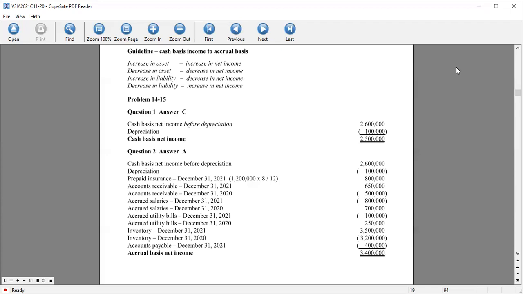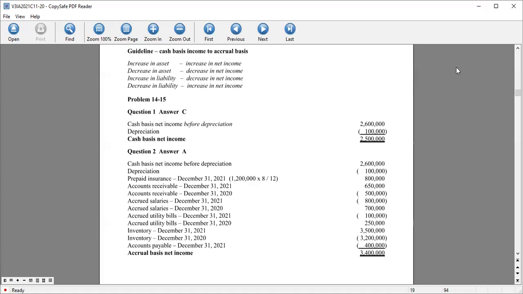Next, we have inventory on December 31, 2021. And we have the inventory beginning and the inventory end, and accounts payable on December 31. Right now, we have the next problem. For 14-15, question number 2 is the answer, or is letter A.